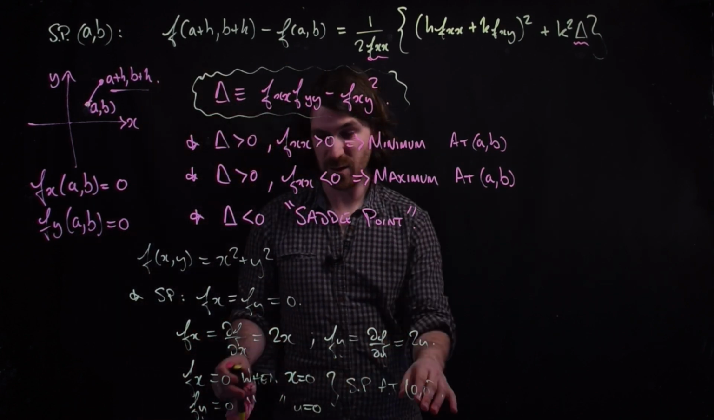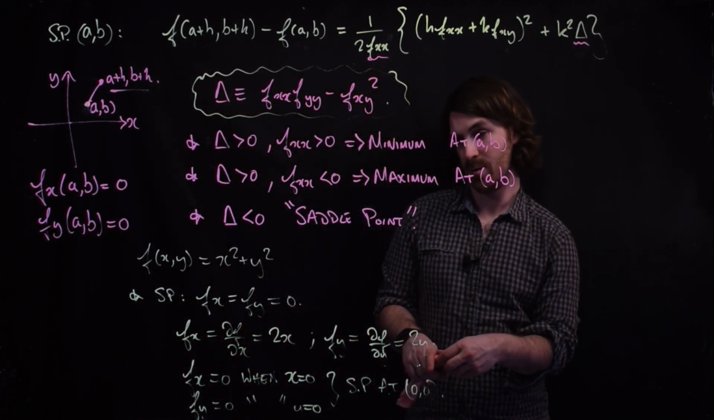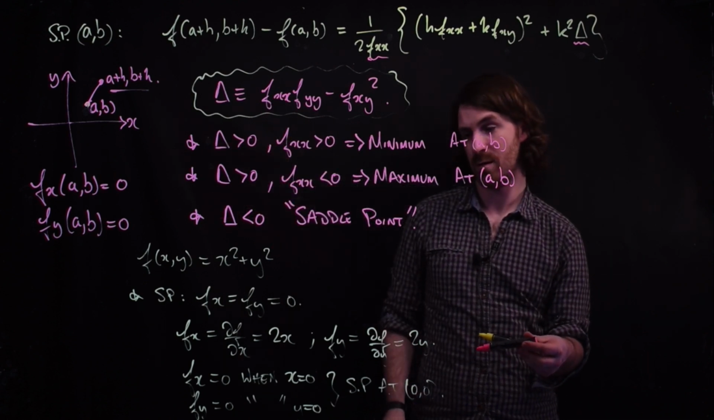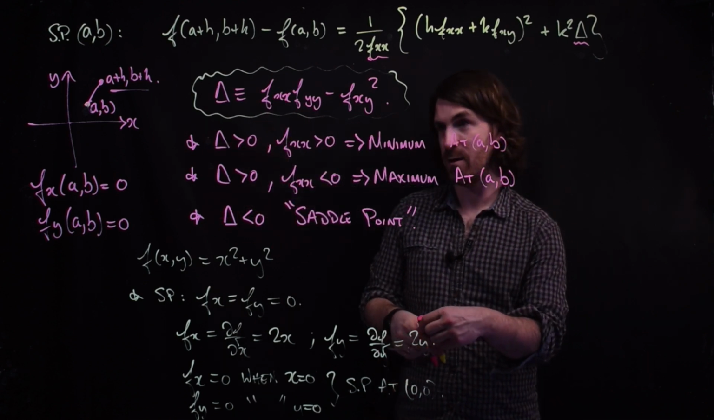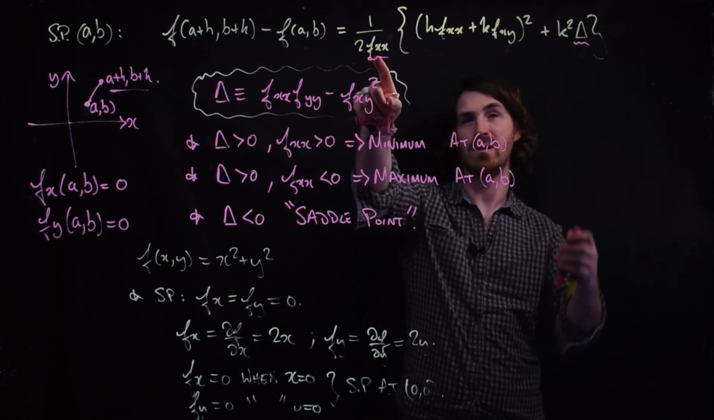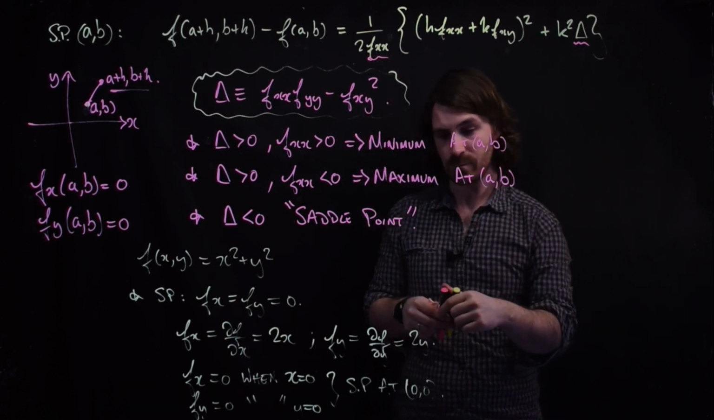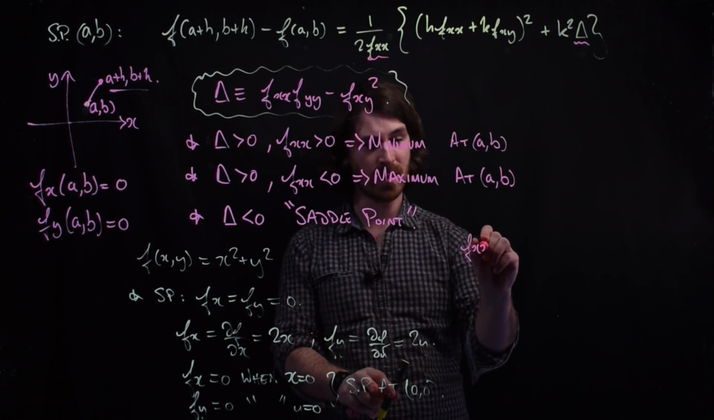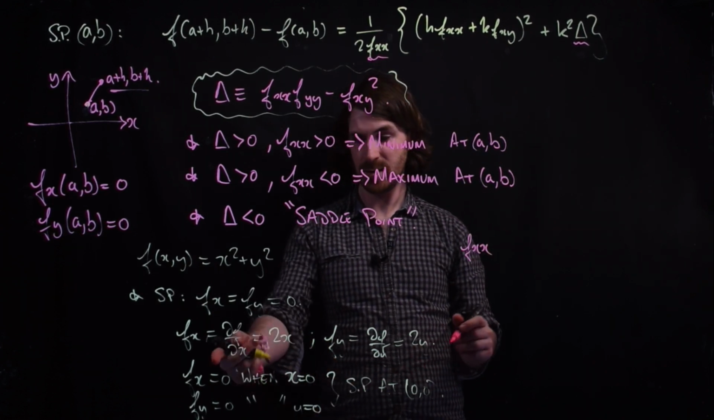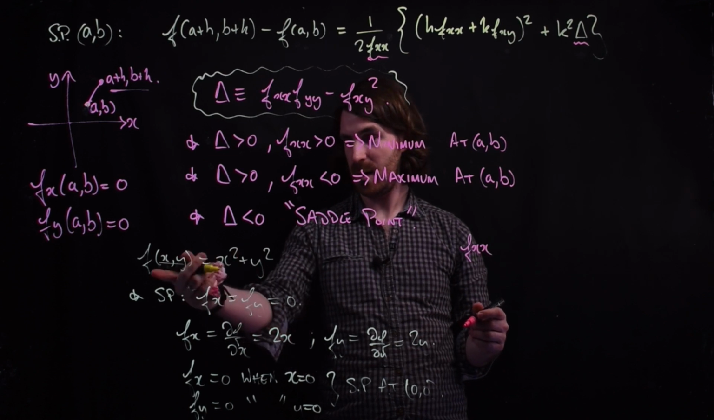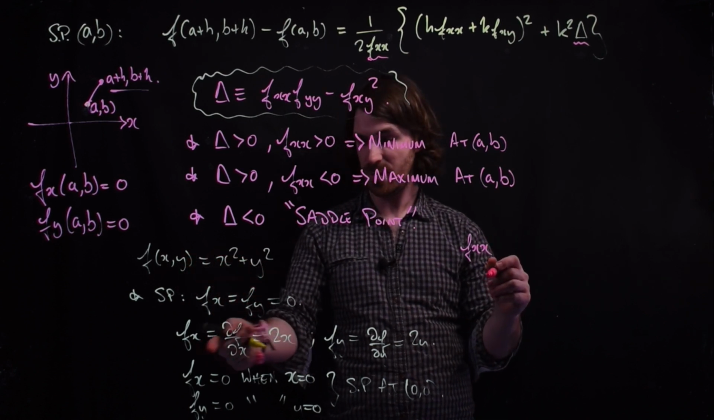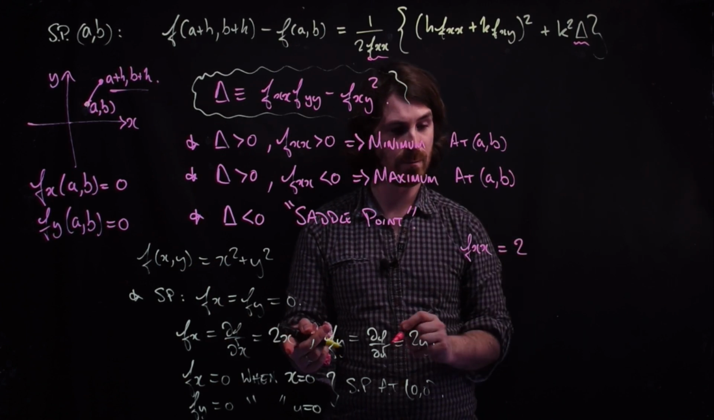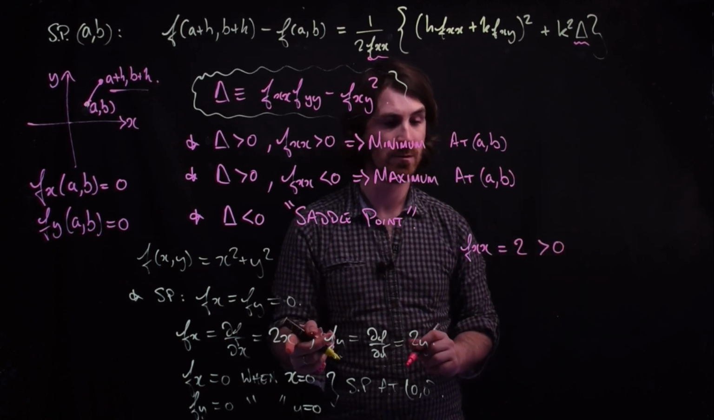Okay, so what is the nature of this stationary point? Is it a maximum, minimum, or a saddle point? Okay, so what do we need to do? We need to think about the signs of these two things. So let's think about our f_xx. Okay, that's the second derivative of f with respect to x. So f_x was 2x, so f_xx is just 2. Okay, so this is greater than 0.